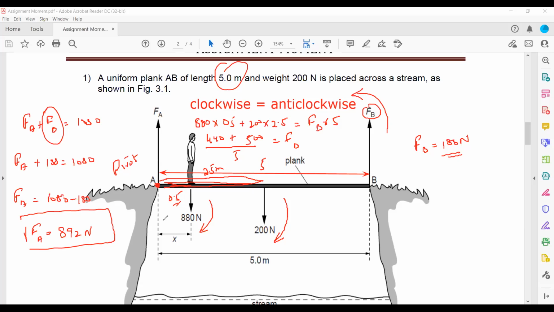But why did we not include it in the moment? Because it was acting on the pivot, so its force is there, but it does not contribute to a turning effect.